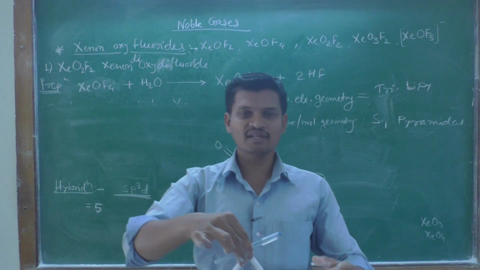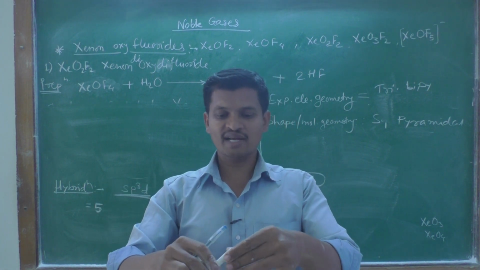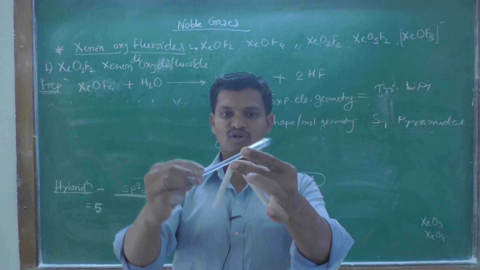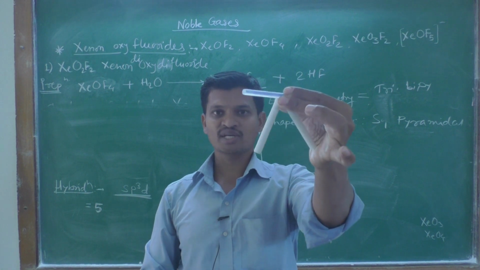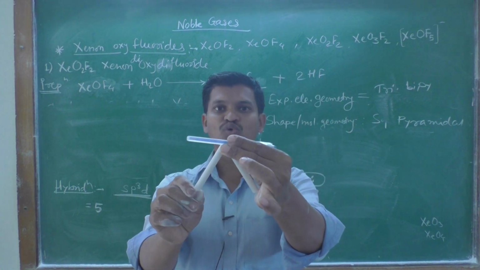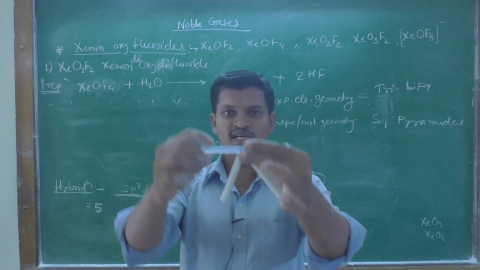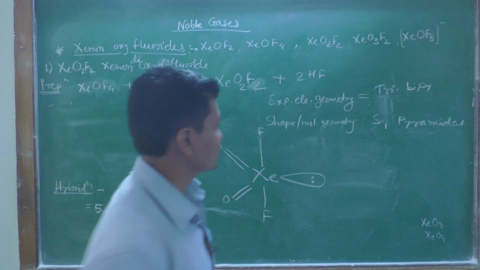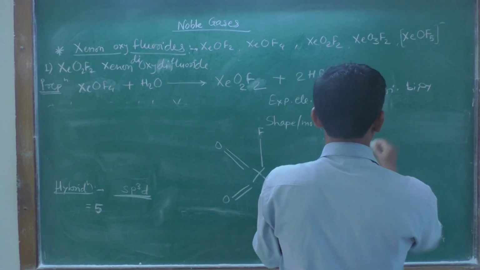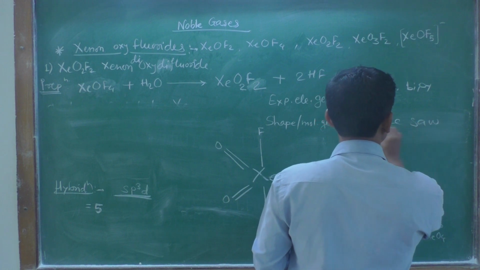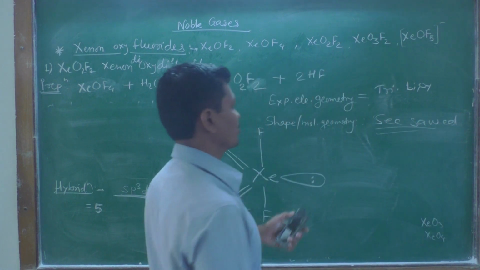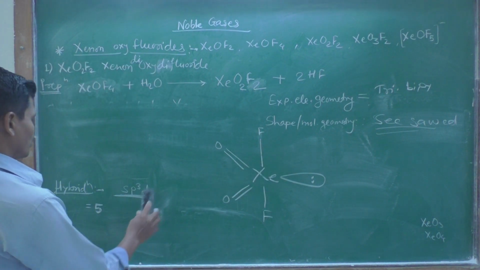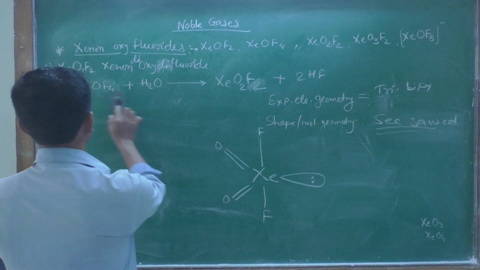That we play on in the garden. Seesaws are placed in the garden for little children to play, and this is the shape of the molecule, seesaw. So in my fingers I have taken the xenon atom, fluorine, with 2 oxygens shown by 2 chalks. So this is the seesaw structure of the molecule. So we can write here that the shape of the molecule is seesaw. Now the next one is XeO3F2.